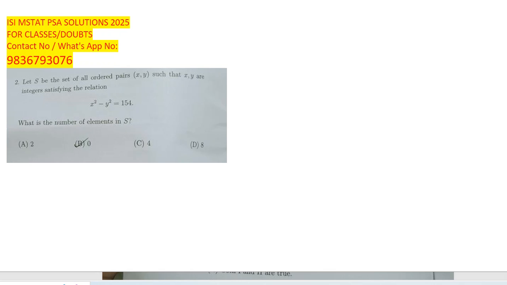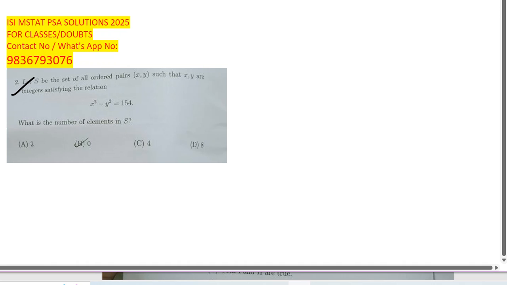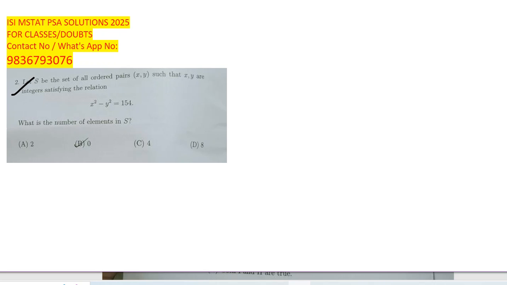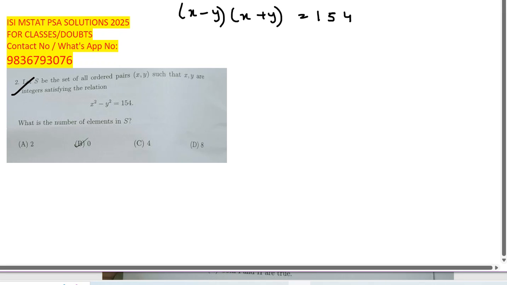It's for 2025 and we are doing question number 2. Here we are being given the equation x squared minus y squared being 154. Then what is the number of elements in S? So it's (x minus y)(x plus y) equals 154. We have to find the integer solutions for x, y.